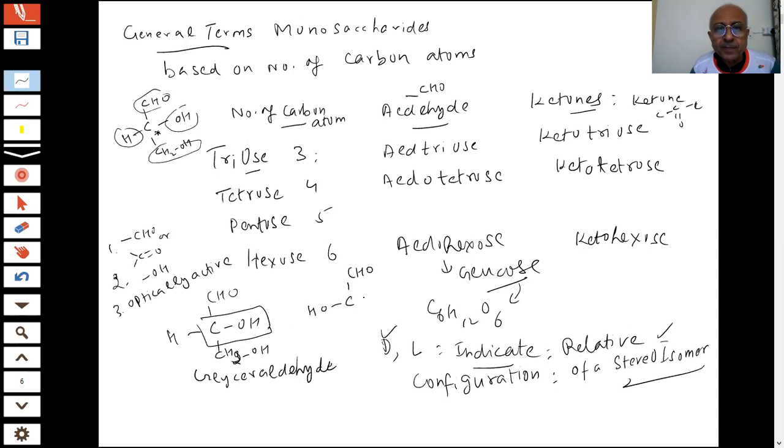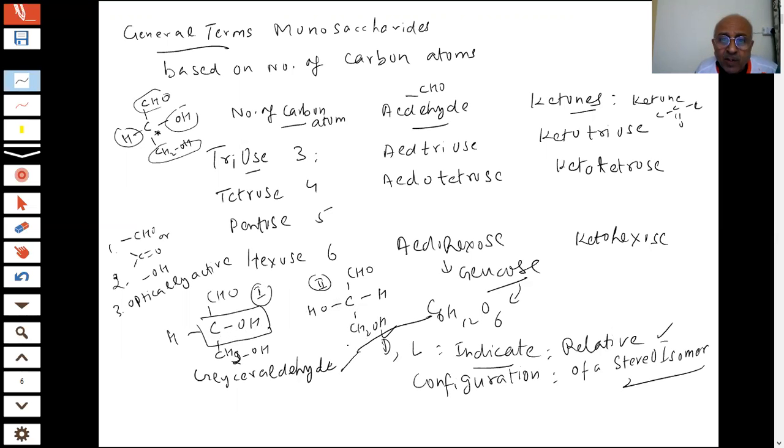This one. Now you see the difference between the two. I have written two, one this and one this. What is the difference between these two? How do they differ? They are stereoisomers. Why are they stereoisomers? Because they differ in the arrangement of atoms in space. Here the OH group is on the right hand side, and here the OH group is on the left hand side.